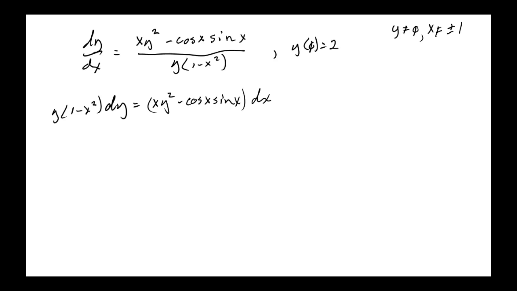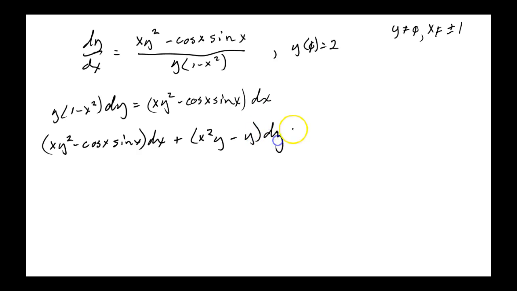But anyway, our standard form would then be to write it something like this. xy squared minus cosine x sine x dx, plus, I'm going to flip things around. I think I will multiply through. x squared y minus y dy.